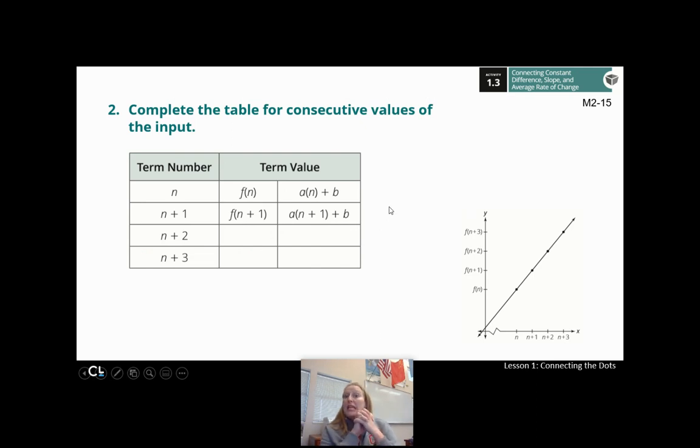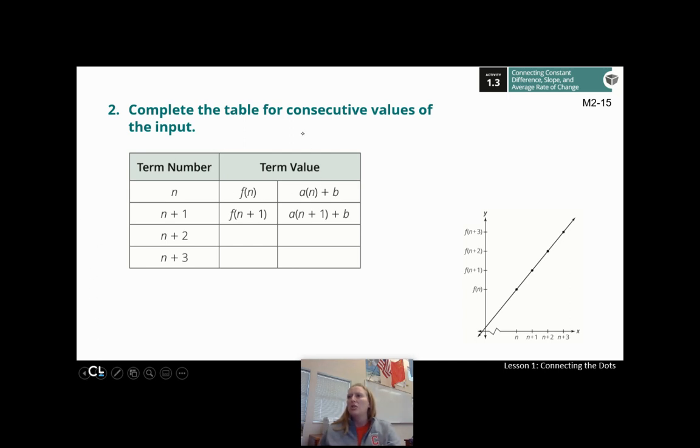Here we've made a table for our consecutive values of the input. This is what we were just saying: if I plug in an n, I get an f of n, also known as a times n plus b. Let me write that down.